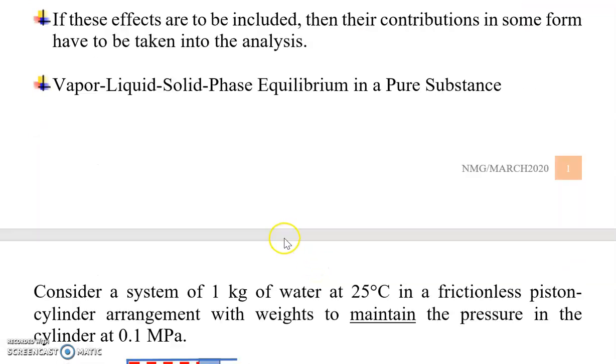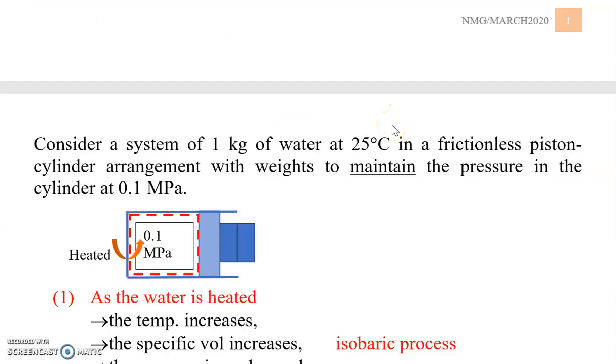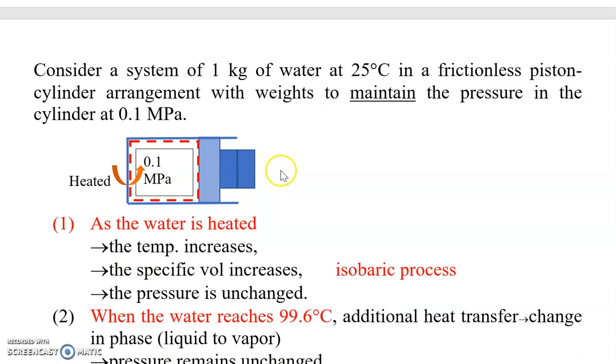So let's have a look at vapor, liquid, solid phase equilibrium in a pure substance. We consider a system of 1 kilogram of water at 25 degrees C in a frictionless piston cylinder arrangement as given here. We say frictionless, which means that the piston is free to move without resistance. You have water at 0.1 megapascal. As the water is being heated, the temperature increases. The specific volume increases because now the piston is free to move without any resistance. So the pressure is unchanged.